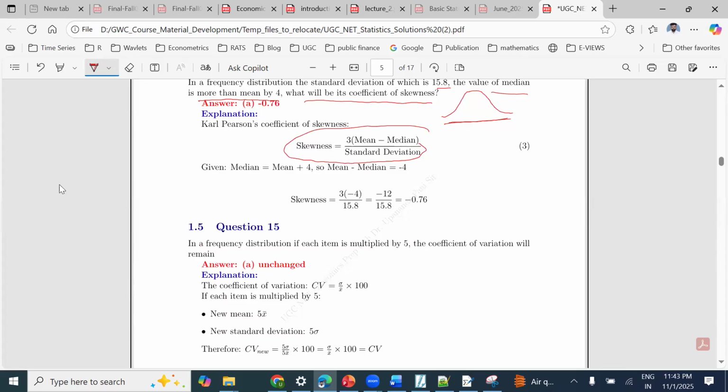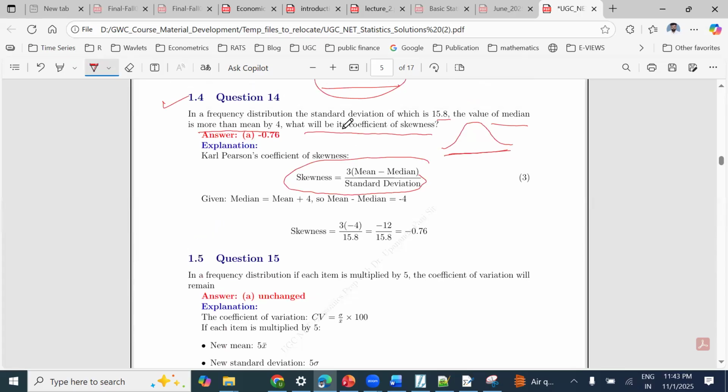So what we are having, we already have the median, right? The value of median is more than mean by 4. So median is mean plus 4, and mean minus median will be minus 4. Yes or no? Yes, sir. So skewness is 3 times minus 4 upon 15.8. So it is minus 12 upon 15.8, that is minus 0.76.